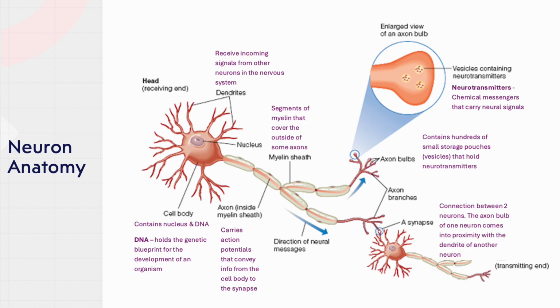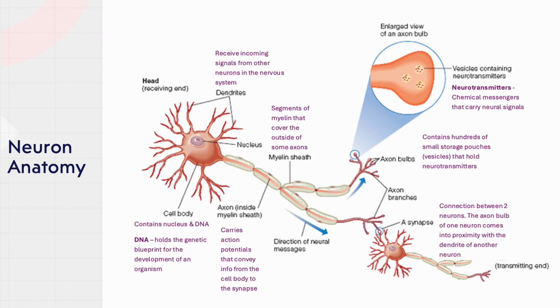So next we have the anatomy of a neuron. We have our cell body, which contains the nucleus and DNA, and hopefully, as you learned in biology class, the DNA holds the genetic blueprint for the development of an organism. And then we have what we call dendrites. These are like little tendrils or fingers sticking off the cell body that receive incoming signals from other neurons in your nervous system. Once signals are received, we'll go down through what we call the axon.